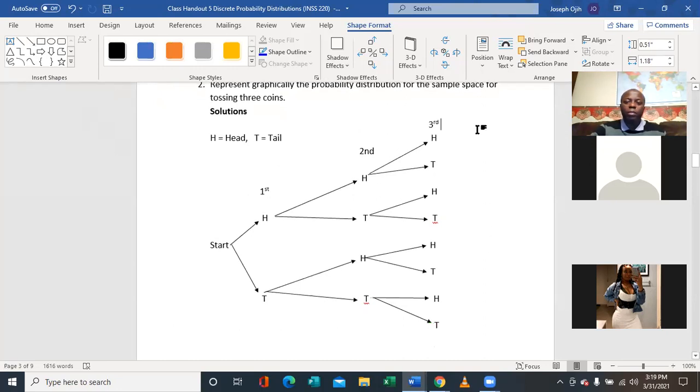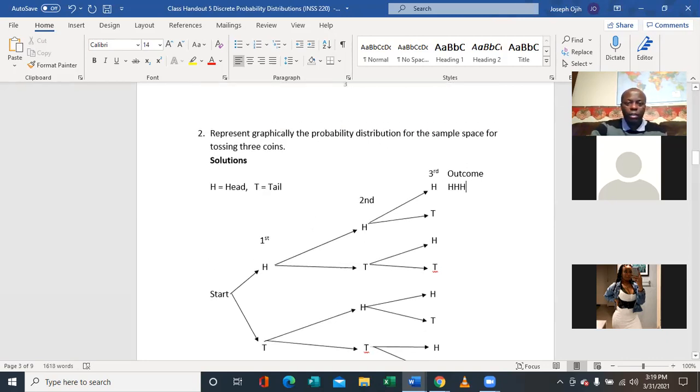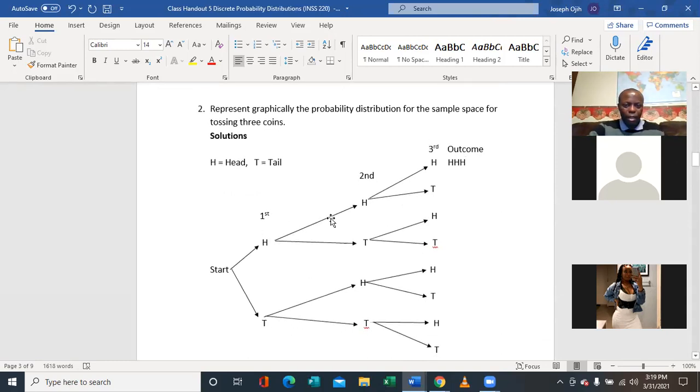Now let's look at the outcomes. With those outcomes, we can make our graph, because as you know, the question says to present graphically. But before you can draw the graph, you need to know the outcomes. For the first, it can be head showing up on the first coin, head on the second coin, head on the third coin. So it's head, head, head. Or head on the first coin, head on the second coin, and tail on the third coin. So head, head, tail. It can be head on the first coin, tail on the second coin, and head on the third coin. Head, tail, head. Or head on the first, tail on the second, and tail on the third. So you have head, tail, tail.